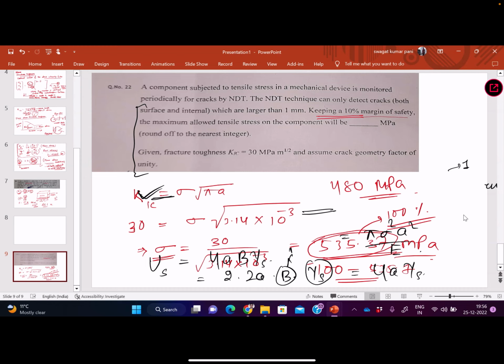Which cases can we take directly as the length and which by dividing by 2? Even if you don't get the answer, you can challenge this type of question. If the crack geometry factor is 1, then it should be a center crack, so we have to take half of it.